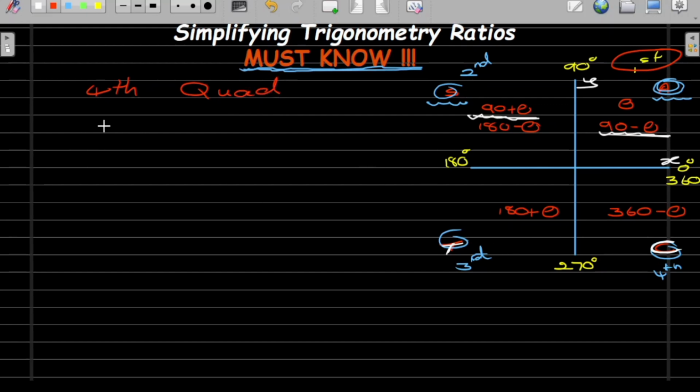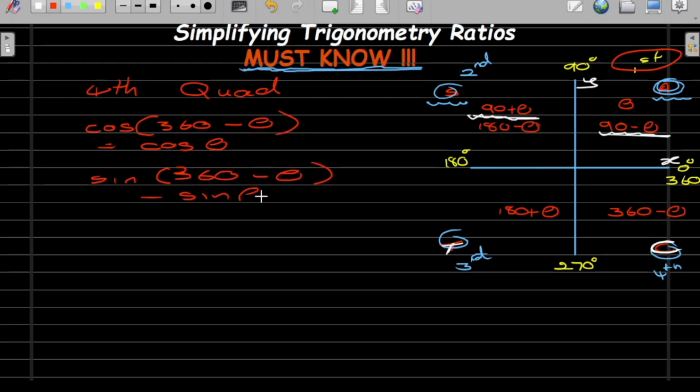Okay, so in the fourth quadrant, we have 360. If you have cos 360 minus an angle, how you simplify or reduce this, it will just be cos theta, right? And if you have sine 360 minus theta, then this will be minus sine theta, right?